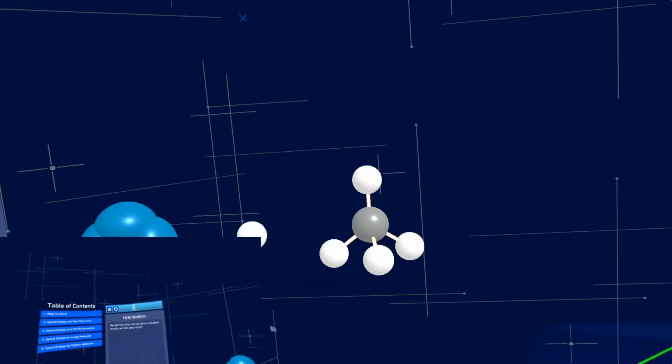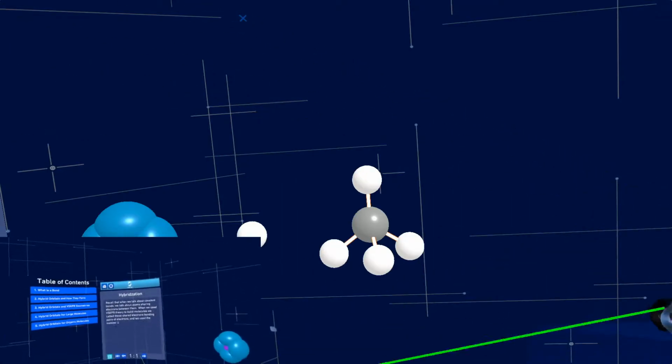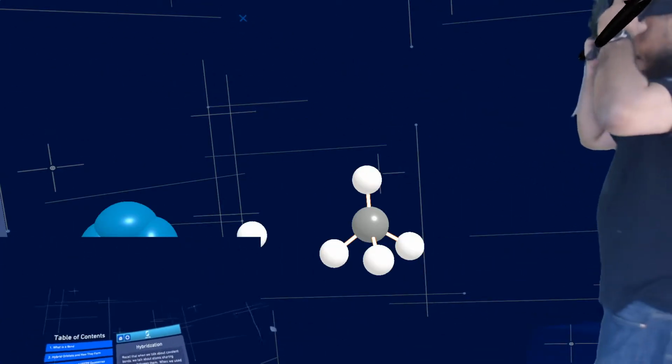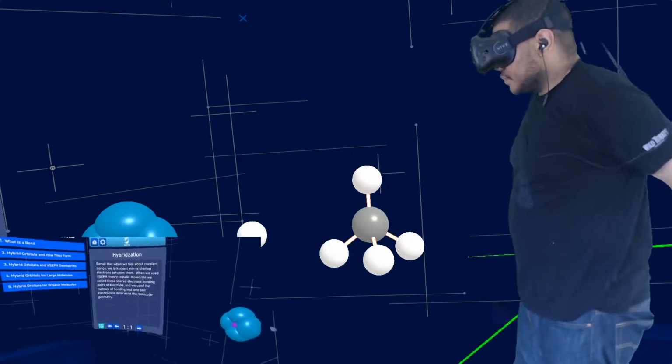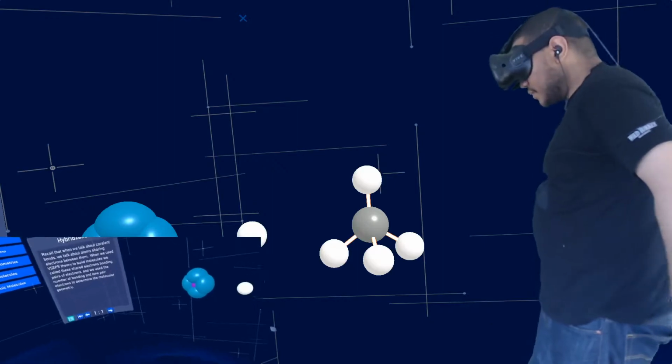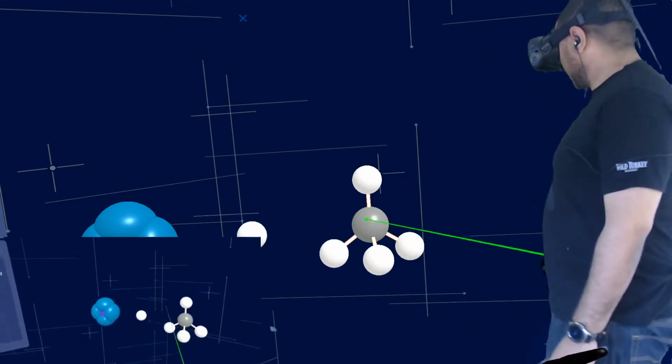Recall that when we talk about covalent bonds, we talk about atoms sharing electrons between them. When we used VSEPR theory to build molecules, we called these shared electrons bonding pairs of electrons, and we used the number of bonding and lone pair electrons to determine the molecular geometry.